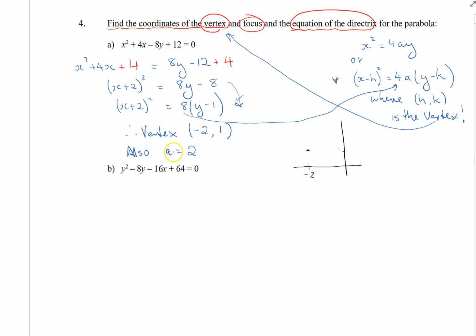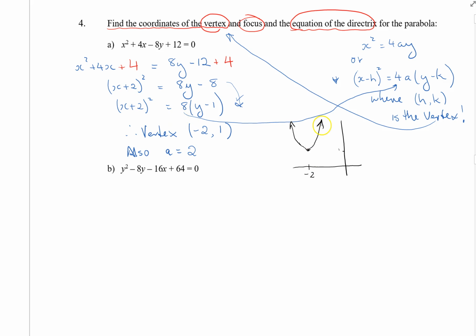But what else do we know about this parabola? We also know that this is a nice positive parabola. There was no negative over here. It was simply an x squared. So it's going to sit up the right way. So it's going to sit up here, going up, and its vertex is at (−2, 1). What I do know is the focal length is 2. I got that from the equation.